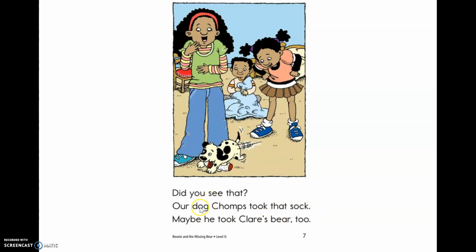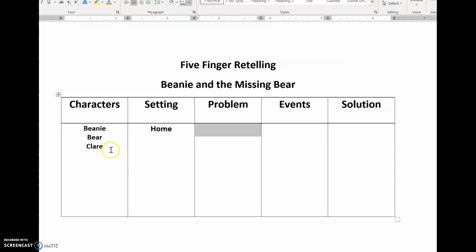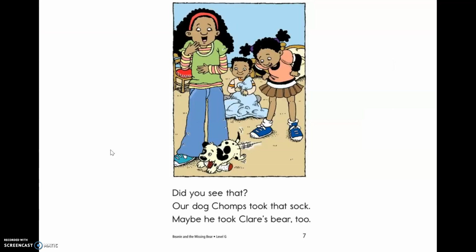So we have another character. We have a dog whose name is Chomps. So you're going to write Chomps here in the characters. Okay.